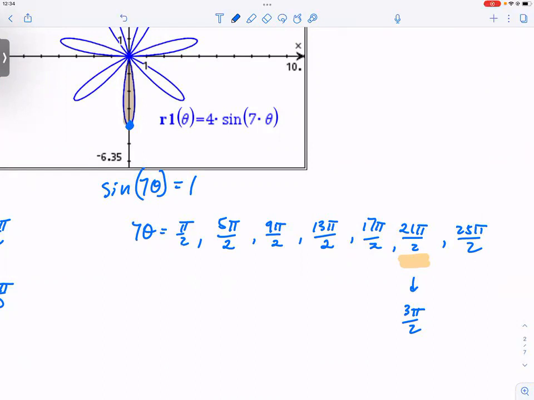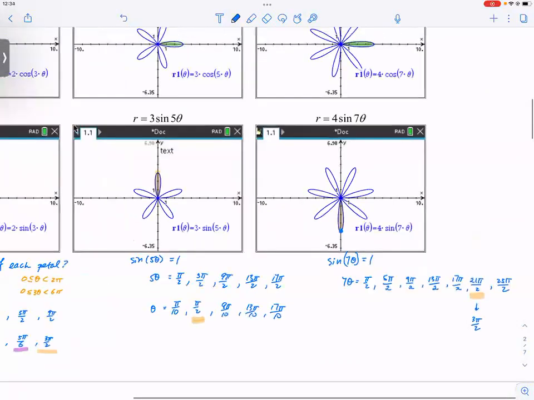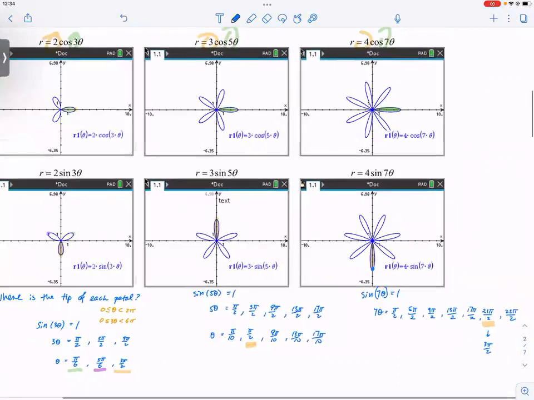Okay, so that's a little question that we need to ask. Again, for cosine, it's very consistent: you see the petal lying on the positive x-axis. But for sine, it gets a little bit tricky, and we can find out using this skill that we learned way back then, a couple months ago.